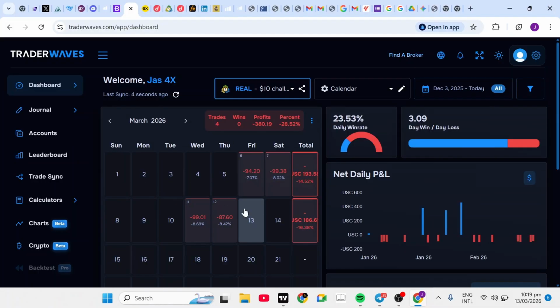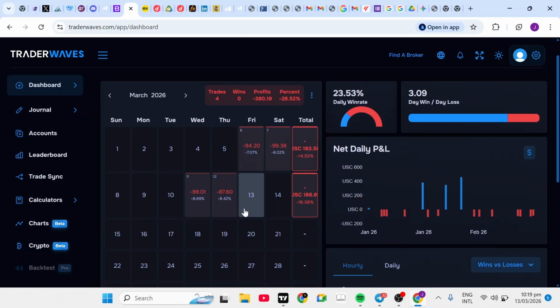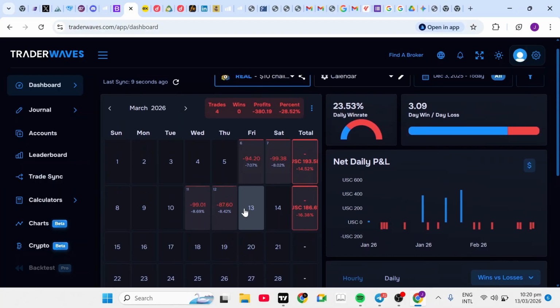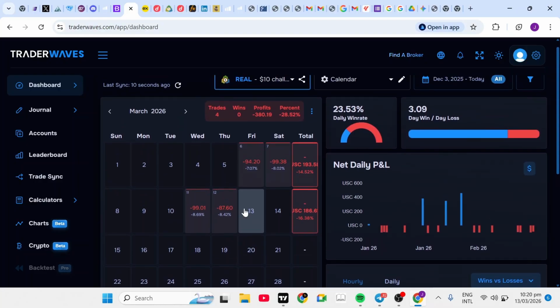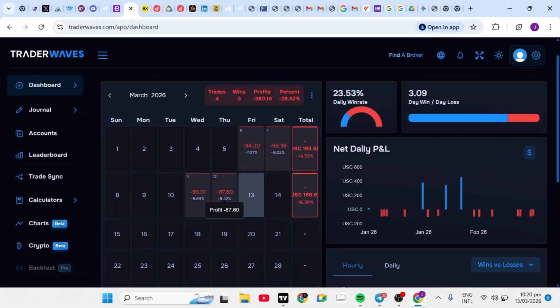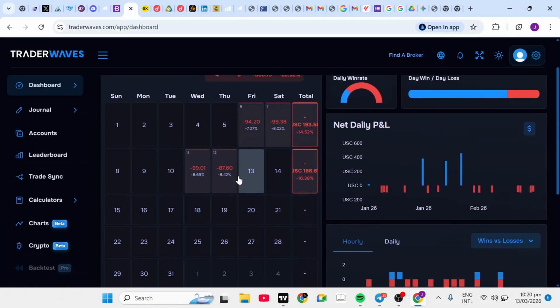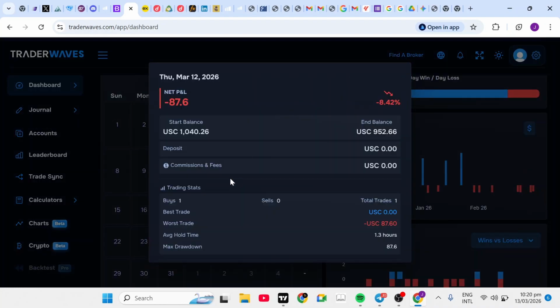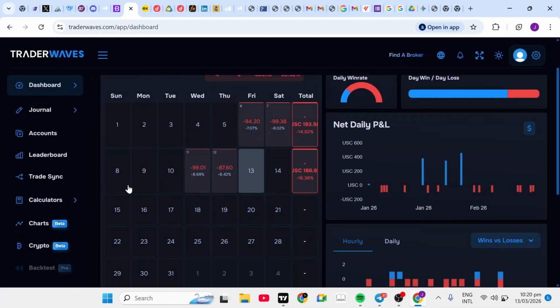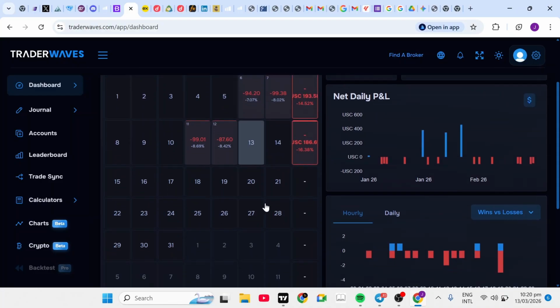So this is the journaling platform, and so far in the month of March we've had no win. We've taken 4 straight losses in the month of March. You can see all these red weeks. In the first week we took 4 losses, and in the second week we've taken 4 losses as well. I think we have 12 trading days remaining in the month of March.